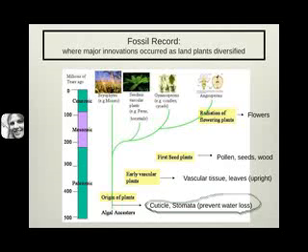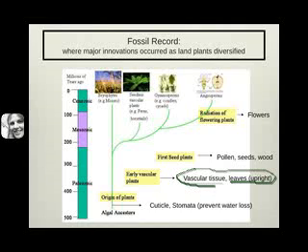Then in the fossil record, we have the early vascular plants. The early vascular plants do not have seeds or flowers or fruit, but they do have vascular tissue for a more efficient transport of water from the roots to the shoots, and it also provides them some way to be upright. We also say that the vascular plants have true roots and leaves. Before we get to the vascular plants, we don't consider the non-vascular plants to have true leaves and true roots.